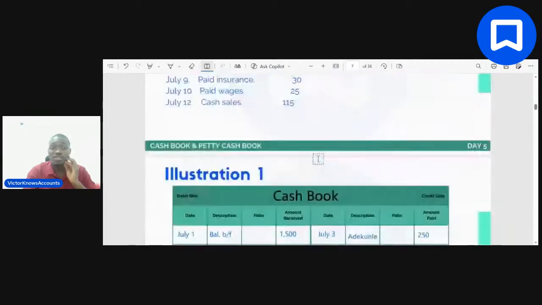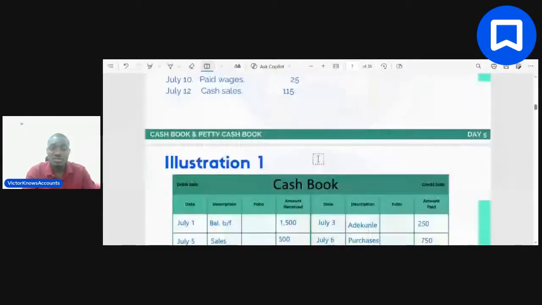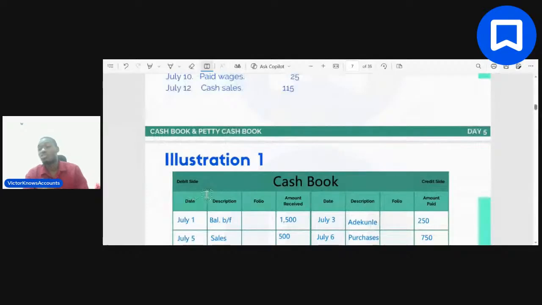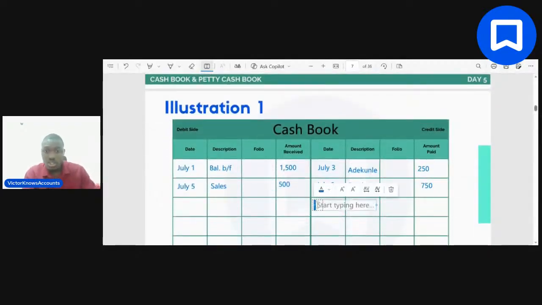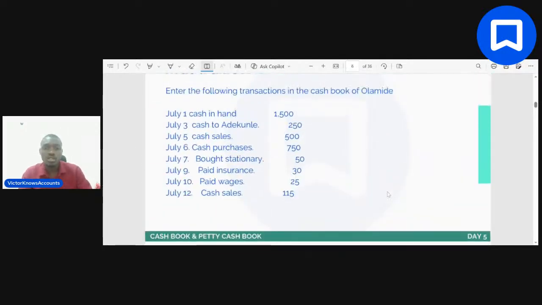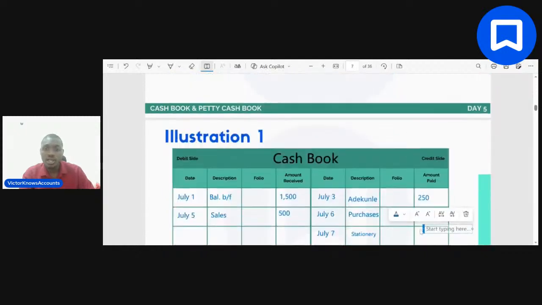Then the next one, you have bought stationery. You are buying stationery on July 7. If you buy stationery, that's also a credit transaction because money is leaving, alright. So you have to credit the account. So you say July 7. What did we buy? Stationery, at how much? At 50 naira.